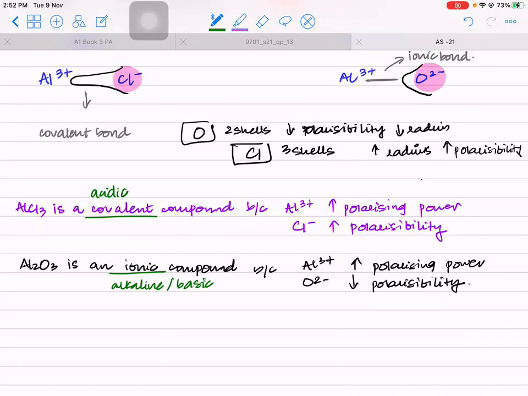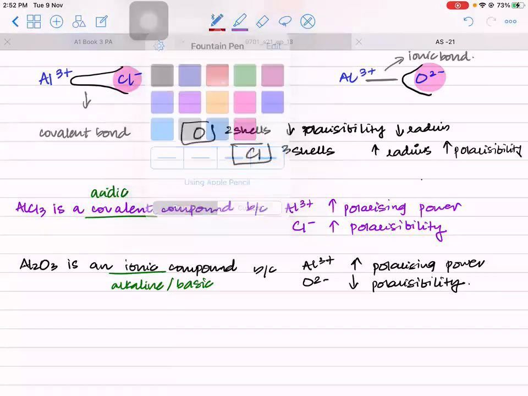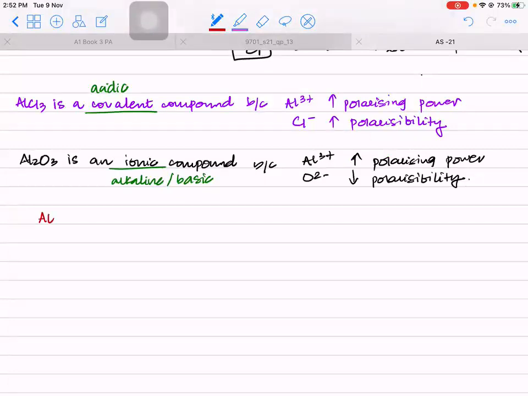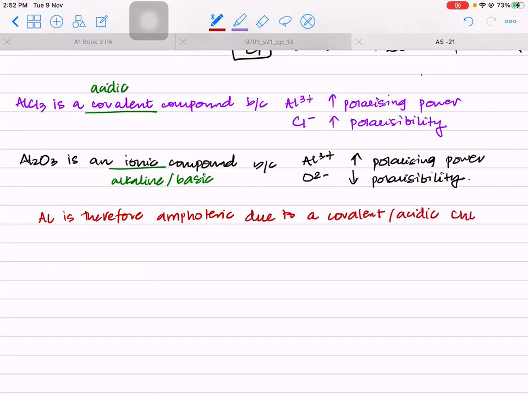Yes? And that is why, if you remember, we used to say aluminum is amphoteric. What is amphoteric? Behaves as acid and alkali. Do you see why? Because its chloride is acidic and its oxide is basic. That is why we say aluminum is amphoteric. So aluminum is amphoteric because of a covalent chloride and an alkaline or basic oxide. So aluminum is therefore amphoteric due to a covalent or acidic chloride and a basic or ionic oxide.